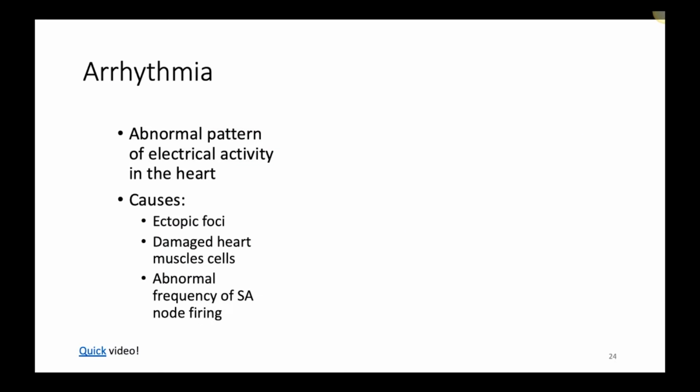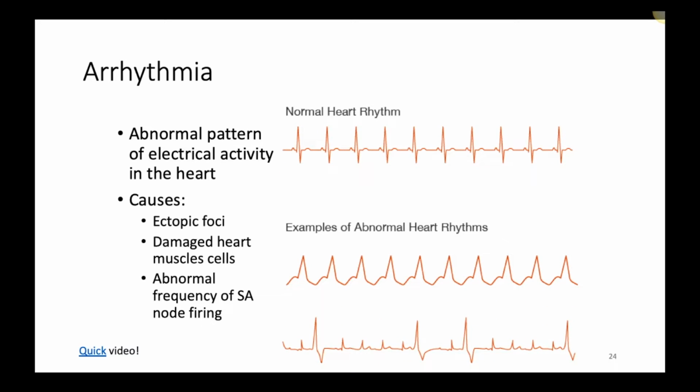All right, here we go, talking about some cardiac drugs and the cardiac patterns. Okay, so arrhythmia, you need to know about arrhythmias. They are the abnormal pattern of electrical activity in the heart. Causes could be ectopic foci, which are areas of damaged cardiac cells or electrical faults. Could be damaged heart muscle cells overall. Could be abnormal frequency of the sinoatrial node firing.